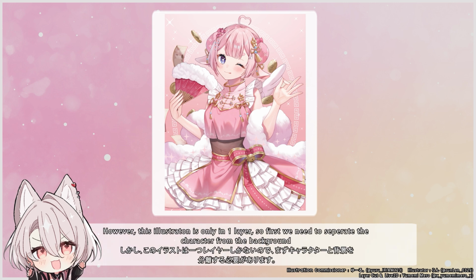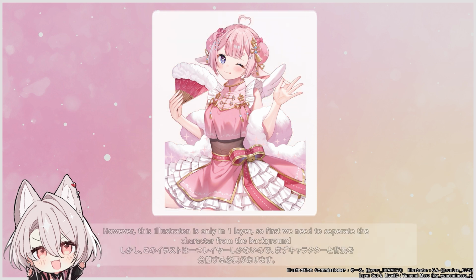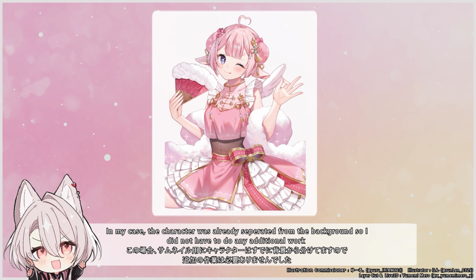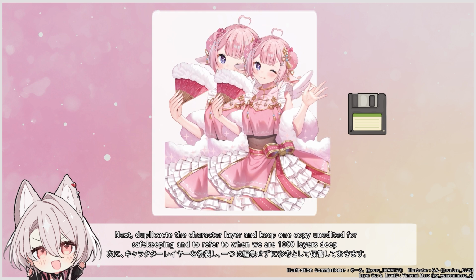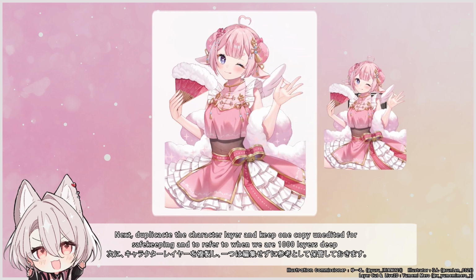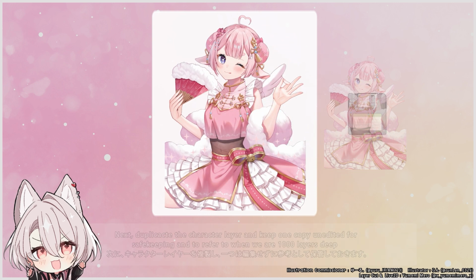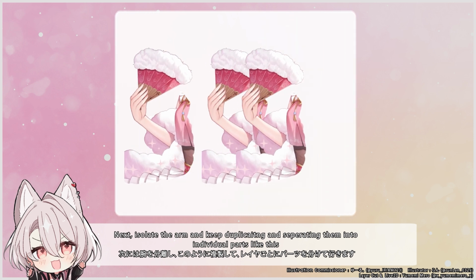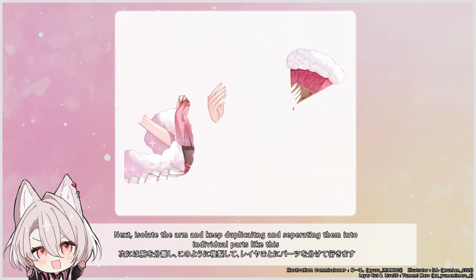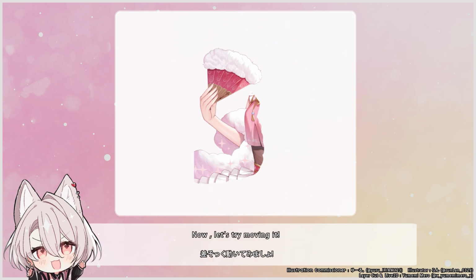However, this illustration is only in one layer, so first what you need to do is to separate the character from the background. In my case, the character is already separated from the background, so I did not have to do any additional work here. Next, duplicate the character layer and keep one copy unedited for safekeeping and to refer back to when we are 1000 layers deep. Next, isolate the arm and keep duplicating the layer and separating them into individual parts like this. Now let's try moving it.